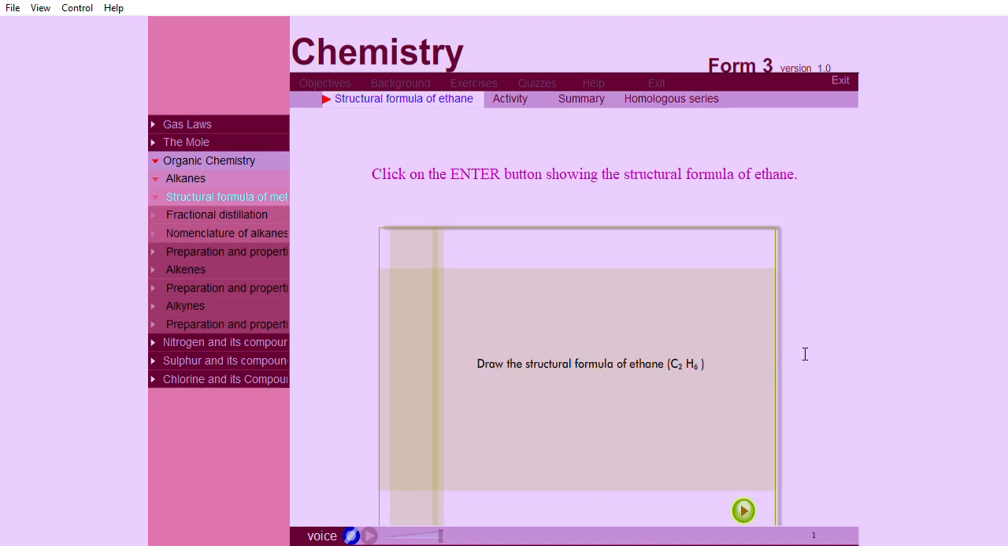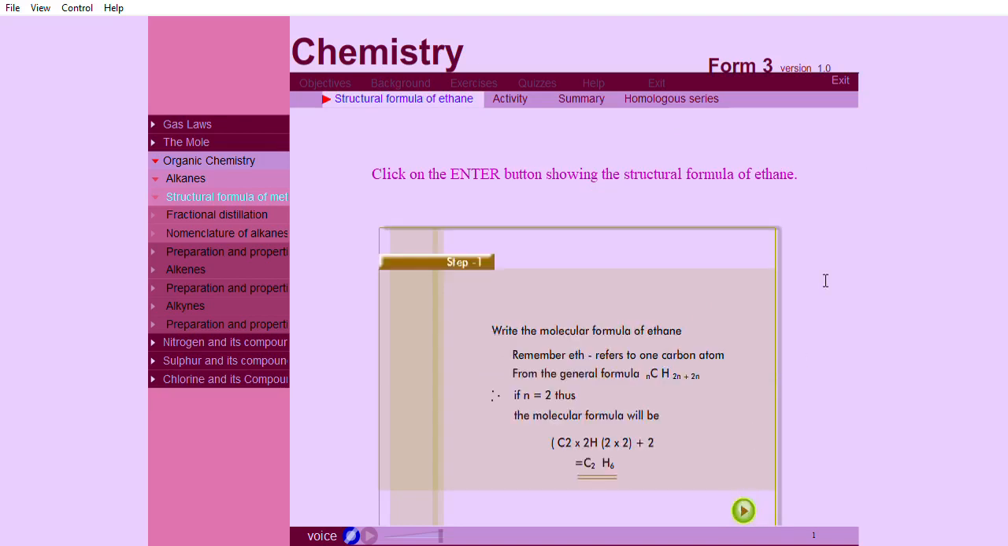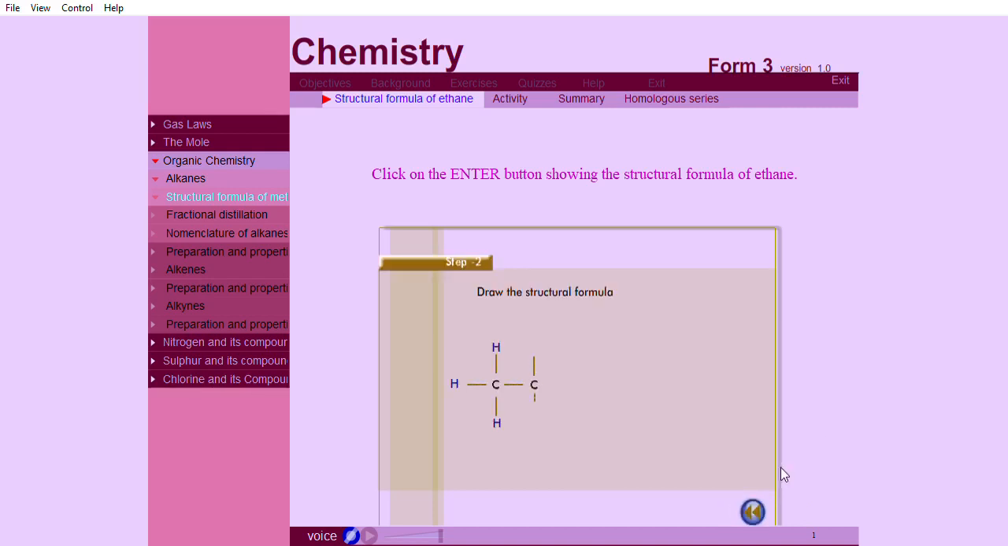Draw the structural formula of ethane, C2H6. Step 1. Write the molecular formula of ethane. Remember, eth refers to two carbon atoms. From the general formula CnH2n+2, n is equal to 2. Thus, the molecular formula will be C2H(2 times 2 plus 2), which gives us C2H6. Step 2. Draw the structural formula.